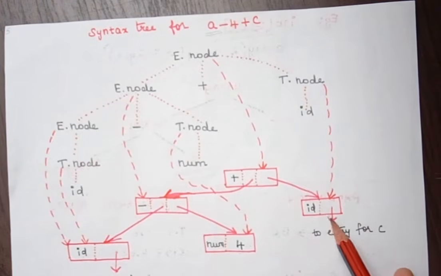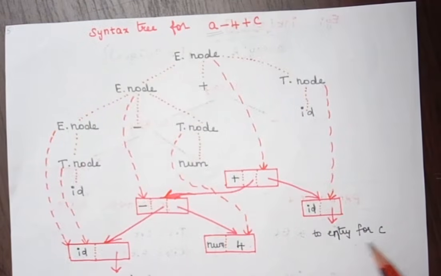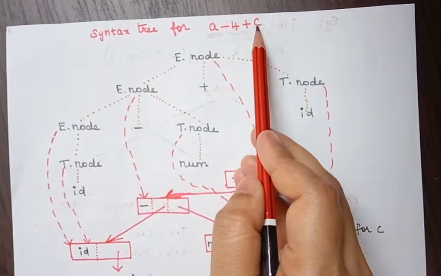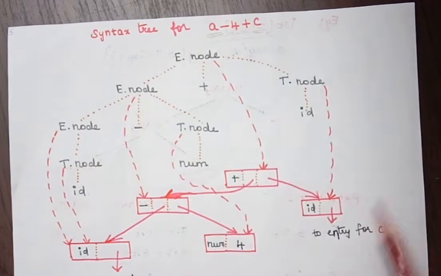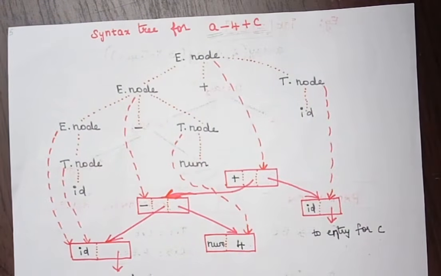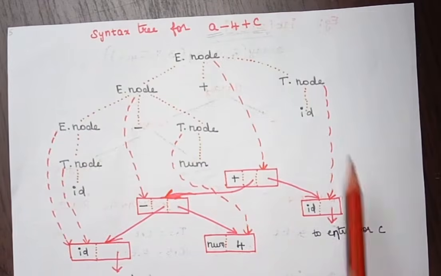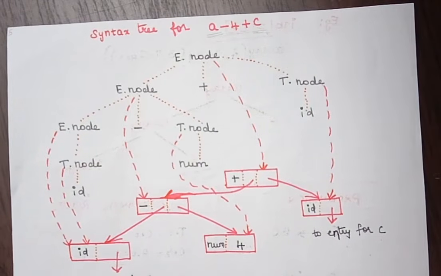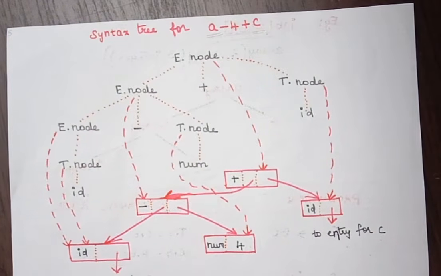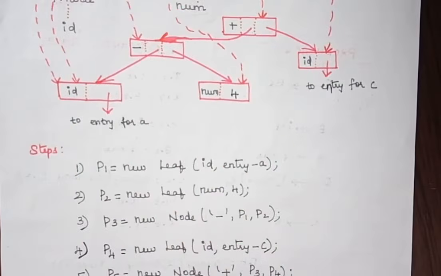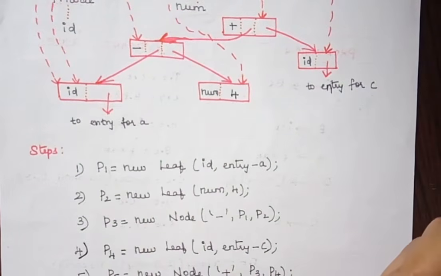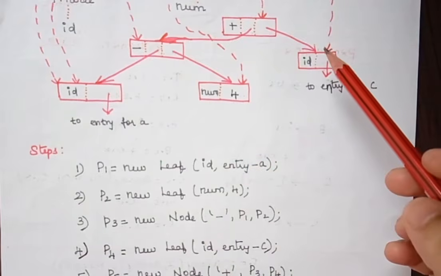And coming to this object, it is created for this ID, so it contains ID, and this field contains the entry for C. As you see in the expression, we have C here, right? So it contains the entry for C. This is the syntax tree for this given expression with the semantic rule. So these are all the steps based on which the syntax tree is created.